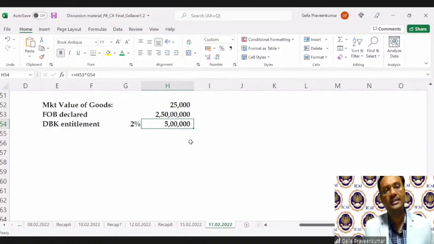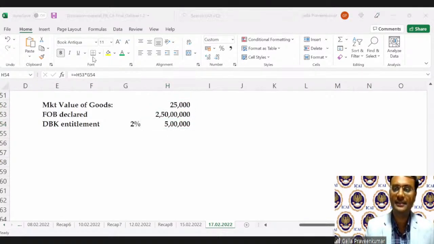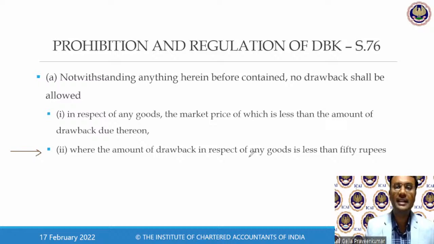Now, Section 76 says that if the market value is less than the amount of drawback, I'll not permit the drawback under Section 76. Where the amount of drawback is in respect of goods which is less than 50 rupees, if the value is less than 50, I'll not entertain your refund application.